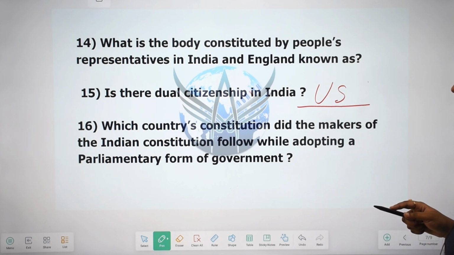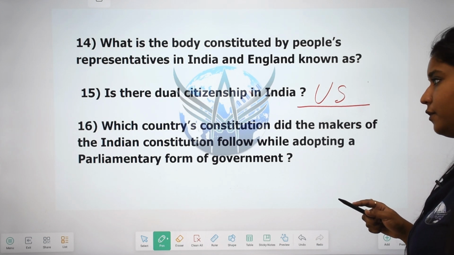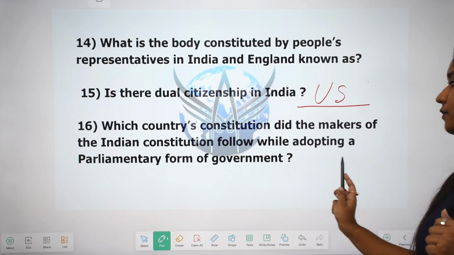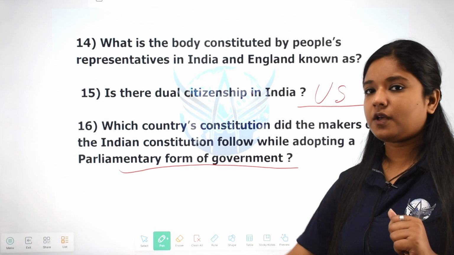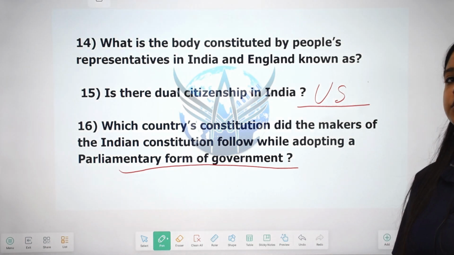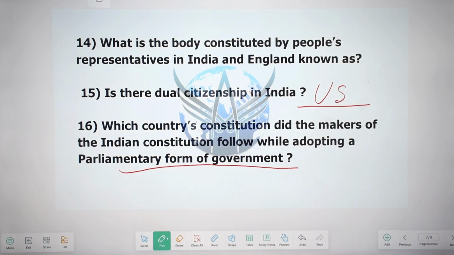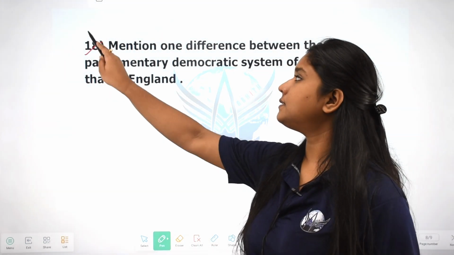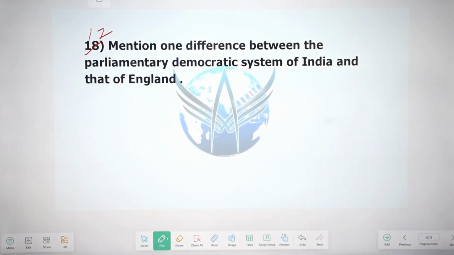Which country's constitution did the makers of the Indian constitution follow while adopting a parliamentary form of government? The makers took ideas from the English constitution, but did not follow it blindly. They took some ideas while adopting a parliamentary form of government, because both India and England have a parliamentary form of government.